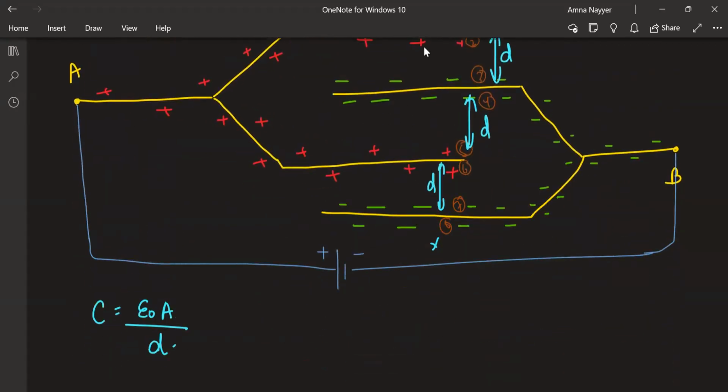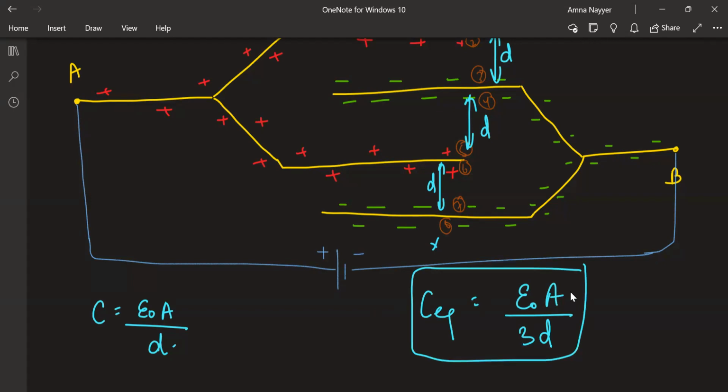These 3 capacitors, each one of them is this, right? So for 3 of them, you have to reciprocally add, and the values are the same. You can say C equivalent will be epsilon naught A by 3d. Why did I write it in one go? Because all the values of capacitance are the same in a series connection.